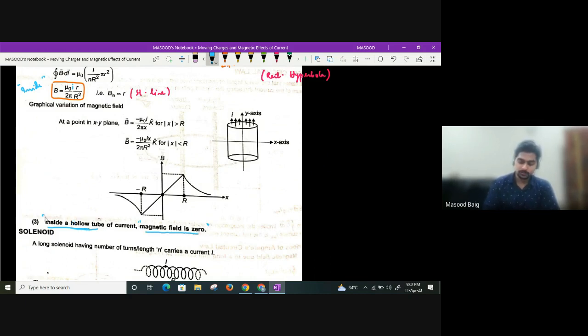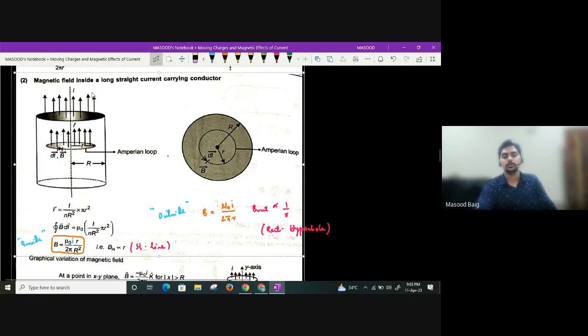However, if you take a hollow tube or hollow conductor, guys, inside a hollow tube, magnetic field is 0, because whenever we are considering a solid current carrying conductor, current will be distributed in its entire volume. For a hollow current carrying conductor, current will be distributed only on its surface. So if you take a point inside the current carrying tube, guys, we are not going to have any magnetic field inside. Outside will be same as that of your solid conductor, guys.